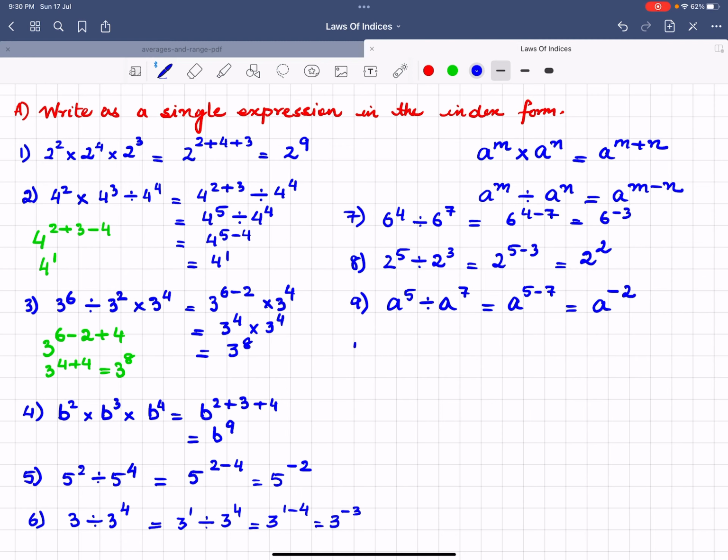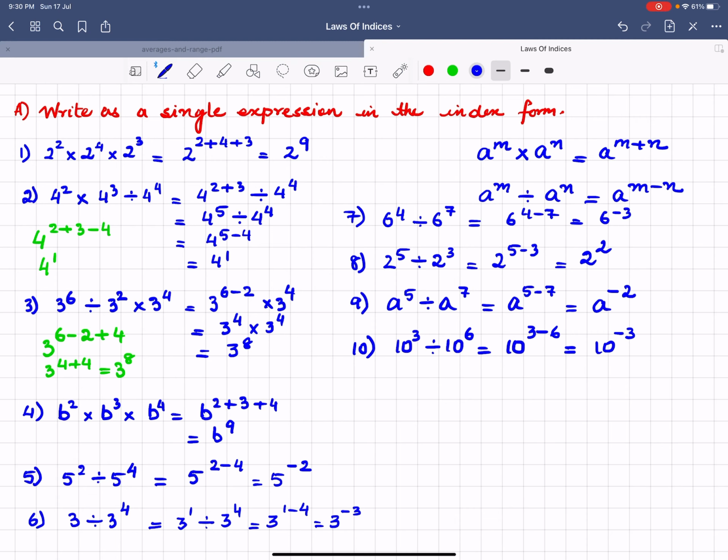Next question, question number 10. 10 to the power of 3 divided by 10 to the power of 6. Therefore, we have 10 to the power of 3 minus 6. Again, the greater number, which is 6, has a negative sign. Therefore, the answer 3 minus 6 will be negative. So, 10 to the power of negative 3.